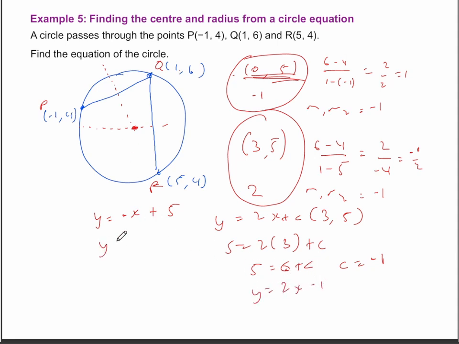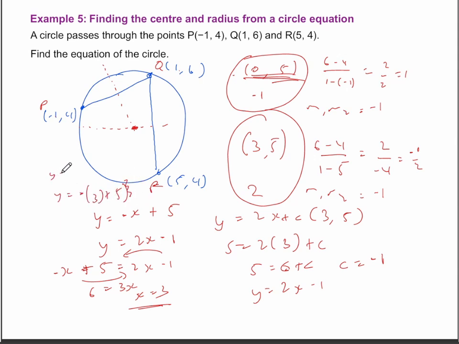And so we have these 2 equations. From that we can solve them simultaneously. So -x plus 5 equals 2x minus 1. Solving these, we get 6 equals 3x, so x will equal 3. And from that we can get our y as well. y equals -3 plus 5, which is going to be y equals 2. That means the center here is (3, 2).